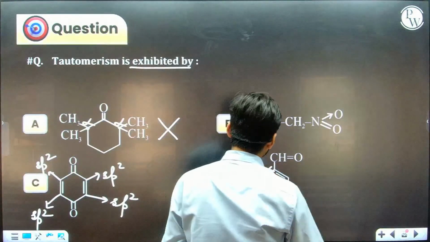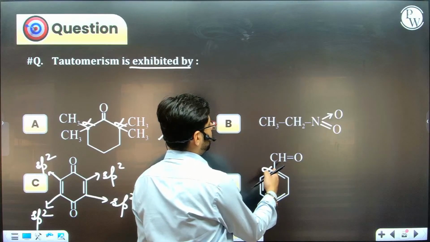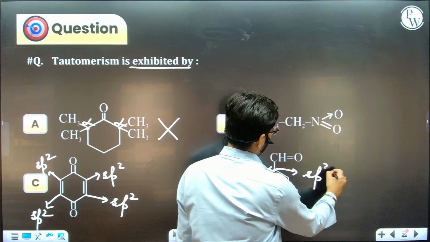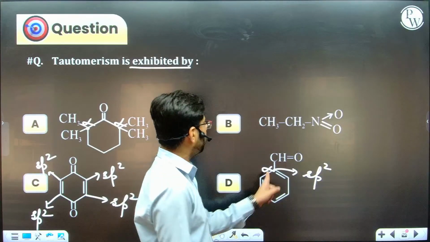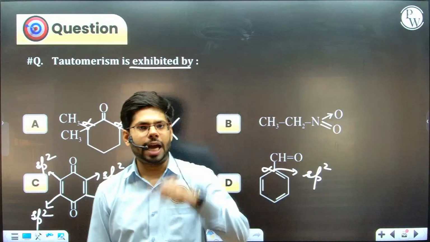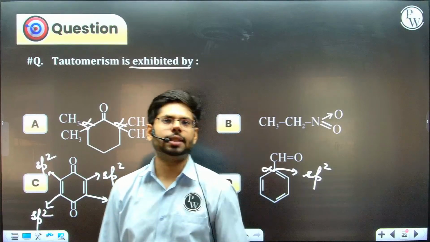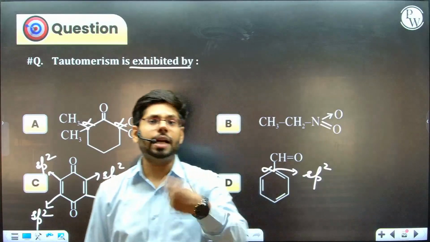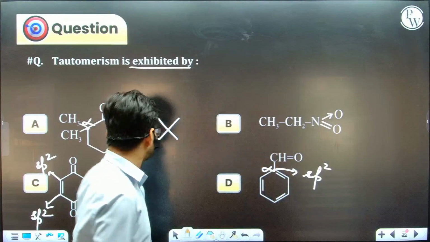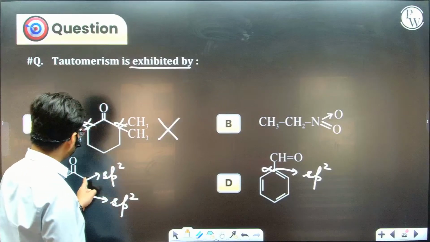Let's come to D. This carbon is the alpha carbon. There is no hydrogen atom attached to this alpha carbon. Also this is sp2. So even if there were, we would say tautomerism is not possible, because if the alpha carbon atom is sp2, then the hydrogen atom attached to that alpha carbon is not considered enolizable. It is not an enolizable hydrogen atom, so it should not be taken into consideration. So here we did not take into consideration the hydrogen atom attached, because this is sp2.